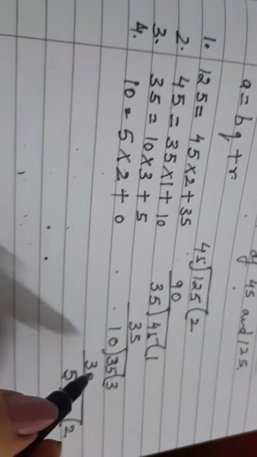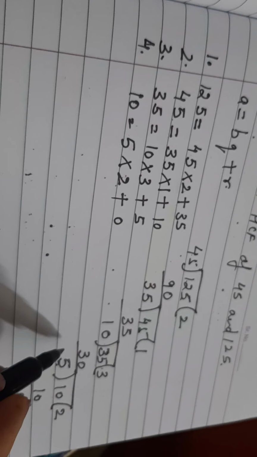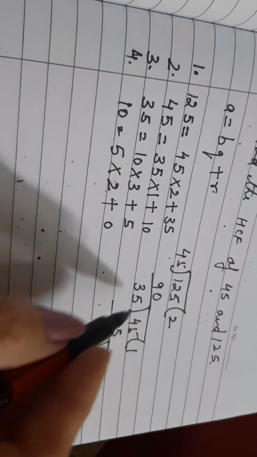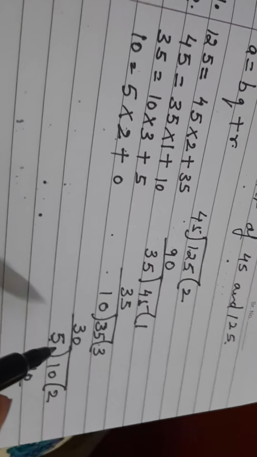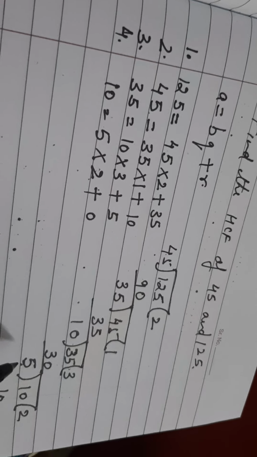In this method you already done division in the previous class. Here what is the HCF? HCF is 5. This is the division method to find out the HCF of two numbers, and the last divisor is said to be the HCF of two numbers.